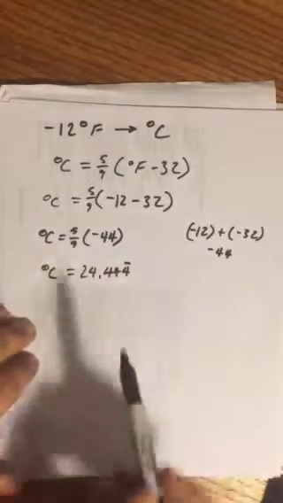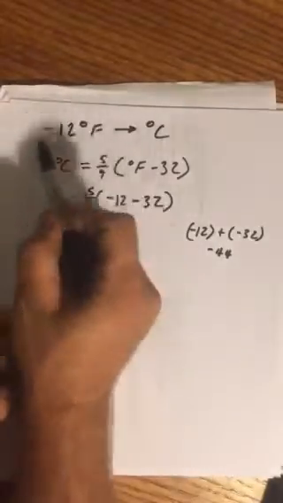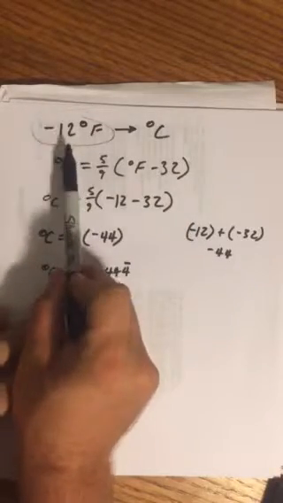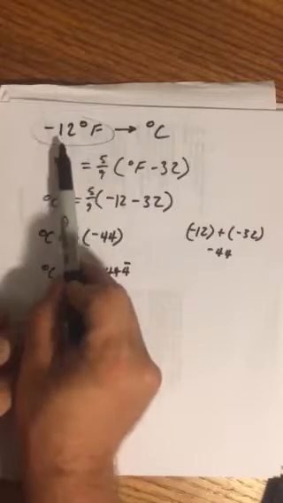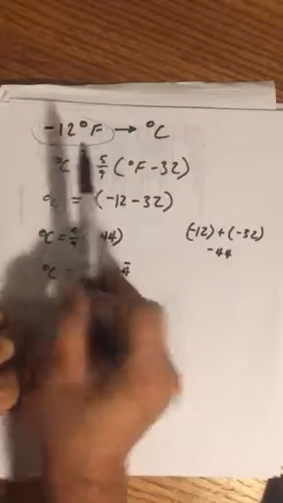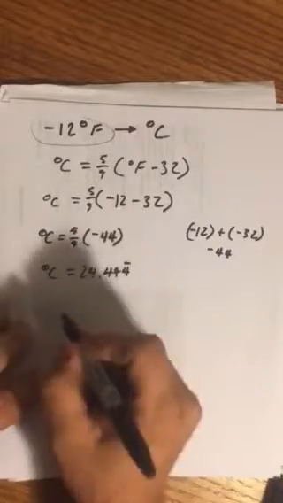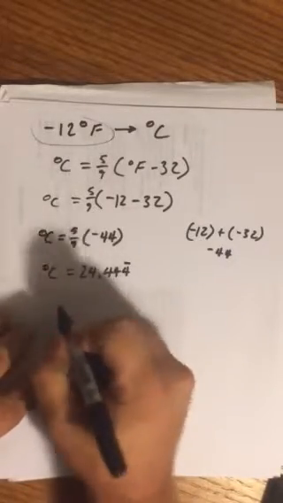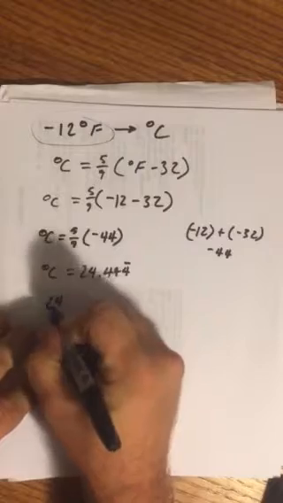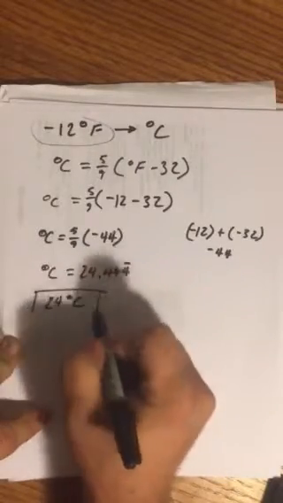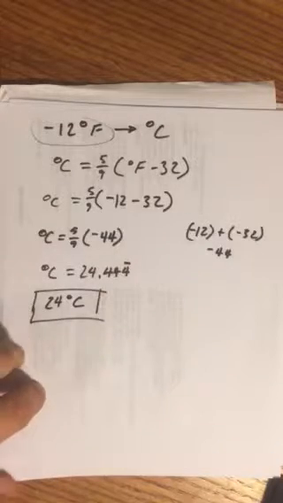Now, of course, again, we're going to need to look back at the initial measurement and ask ourselves how many significant figures we have. So our initial measurement has 2 significant figures, so our final measurement can only have 2 significant figures. And so we see that our measurement in degrees Celsius is 24 degrees Celsius after we round. So that is our final answer.